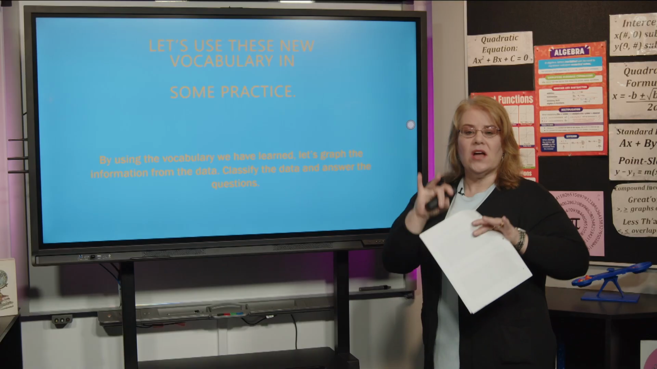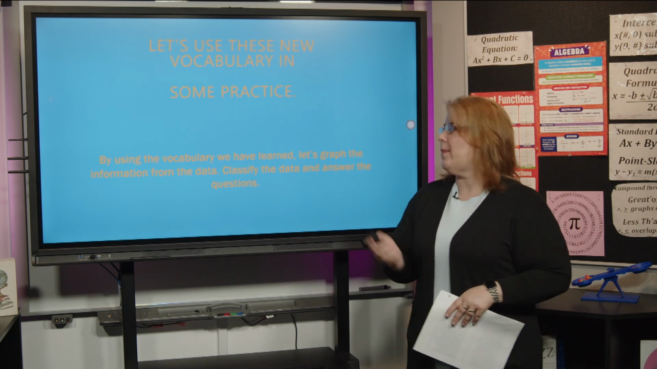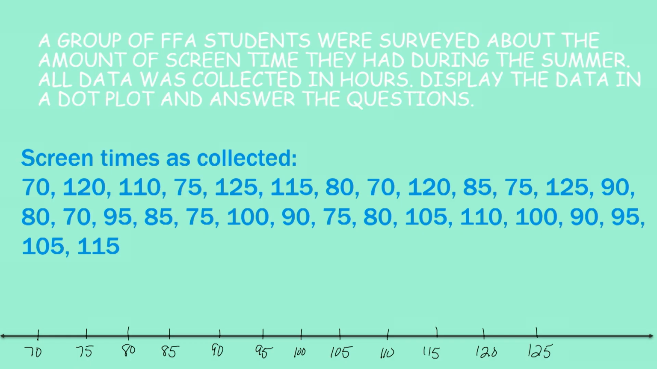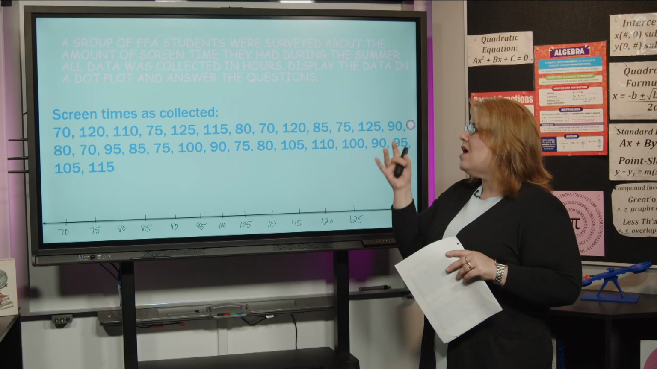So now that we found all of this vocabulary, let's see how all of this new vocabulary is going to help us with some problems. It says, by using the vocabulary we have learned, let's graph the information from the data, classify the data, and answer some questions. So here we go. A group of FFA students were surveyed about the amount of screen time they had during the summer. All data was collected in hours. Display the data in a dot plot, and answer the questions. So we're looking at screen time, and these numbers are the amounts of hours of screen time that the different FFA students had.